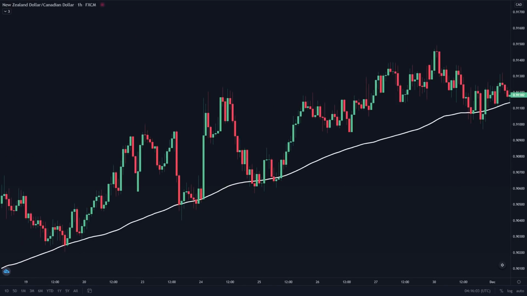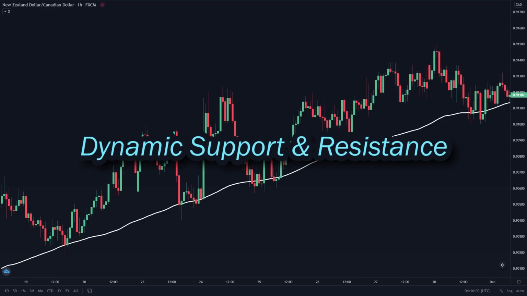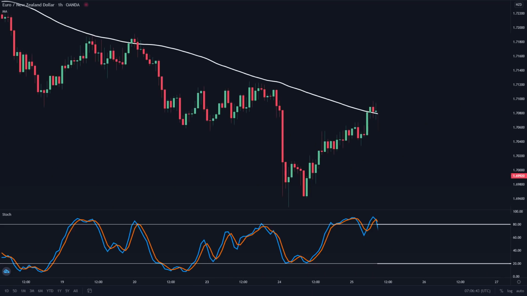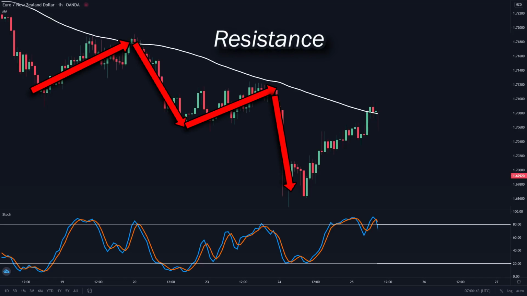Another way of using the moving average is by trading it like support and resistance. And another indicator that is perfect for this strategy is the stochastics. So here's an example of how the strategy works. In this chart, we can see that the price went up to this level, hit it and reversed downwards. This happened multiple times, which further confirms that the moving average is acting as a resistance.